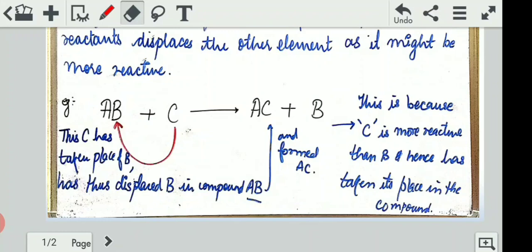This is how the displacement reaction also occurs, when one element displaces the other element in its compound, right? And this is generally because C might be more reactive than B. Now you might be wondering, what is this reactive or more reactive or less reactive? I don't know whether you have studied this in your previous classes or not, but for sure you will be studying it in your chapter ahead. Metals and Non-metals is a chapter in which you will be studying the reactivity of the metals. Some metals are more reactive than other metals, and this forms the basis for displacement reactions, right?